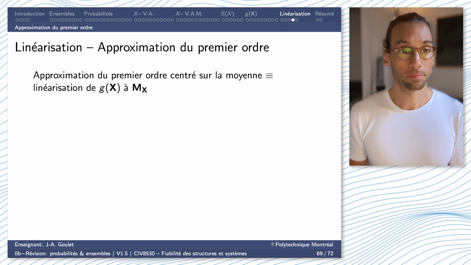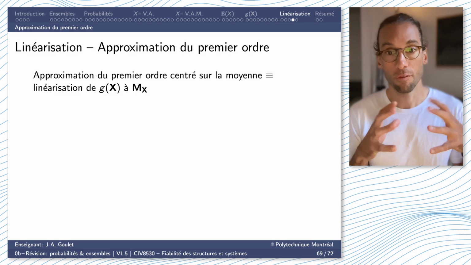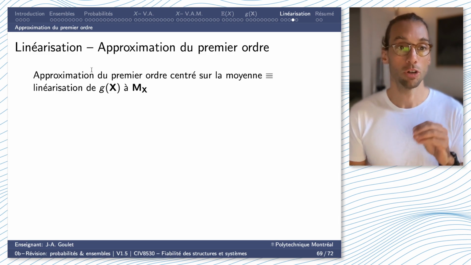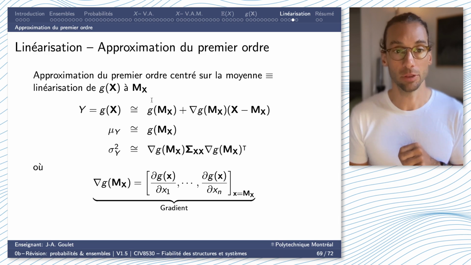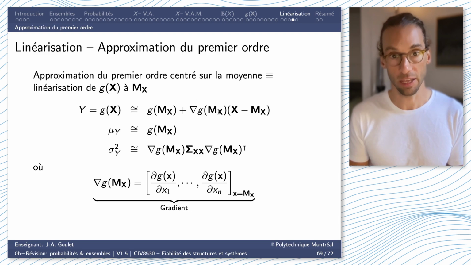So for the first order reliability method, this is basically a first order linearization of our nonlinear function at the expected value. So it basically boils down to this equation. We're going to represent our nonlinear relationship by the function evaluated at the expected value plus the gradient evaluated at the expected value times x minus m_x, meaning that my output expected value is going to be my function evaluated at the input mean. My output variance is going to be approximated by the gradient evaluated at the mean times covariance times gradient transpose.